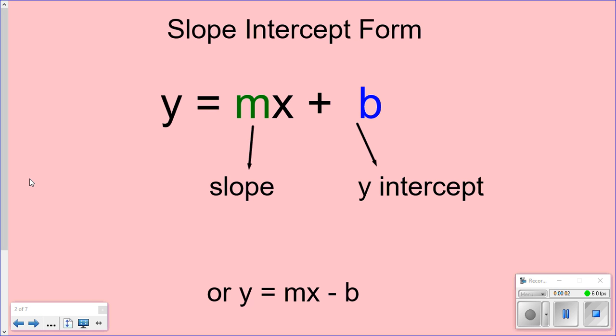That is what slope-intercept form is. Okay, you're looking at this like, what is this? Slope-intercept form is y equals mx plus b. Or it could be like y equals mx minus b. This can be a plus or a minus. It does not matter. Okay?